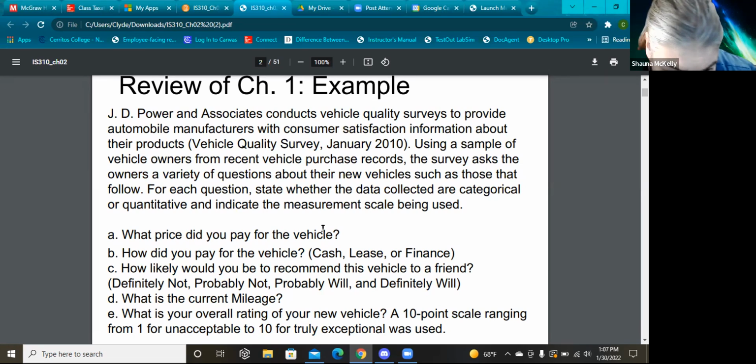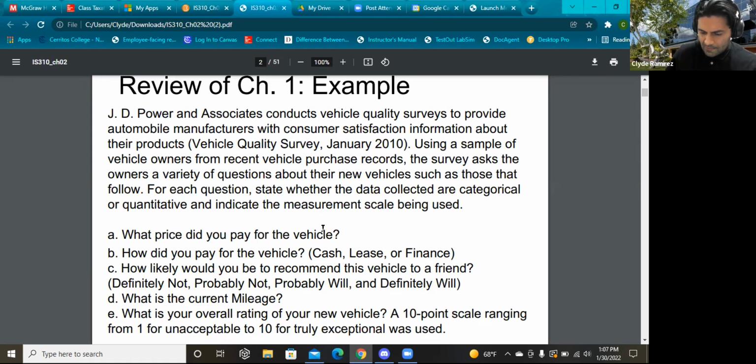So it just depends on, okay, what price did you pay for the vehicle? Well, that's a quantitative variable, right? And it includes a 0 point because you could have gotten the vehicle for free. Maybe you got it from a friend. So I would say that's probably on a ratio scale. The quantitative ratio scale.